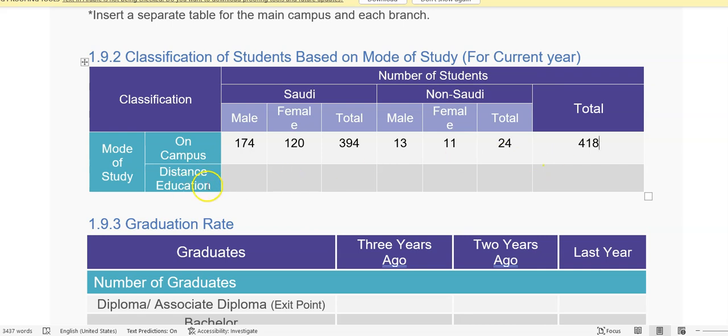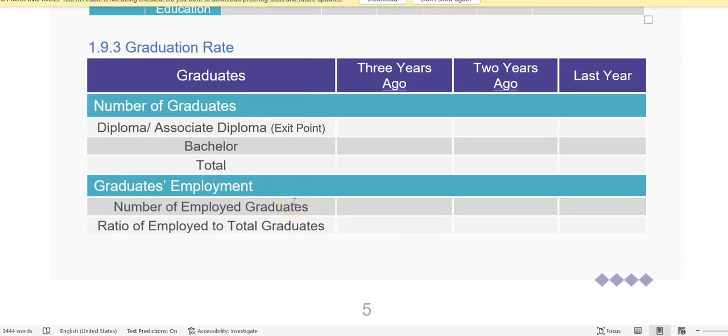418. Now, if you have distance education, if you don't have it, you don't need to write. It's okay. Graduation rate is one of the KPIs that is requested by the NCAAA. So, for example, 3 years ago, number of graduates for diploma, if you have exit points, for example, 12. 2 years ago, 10.